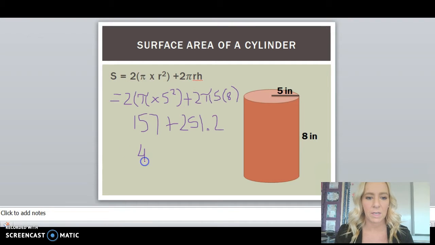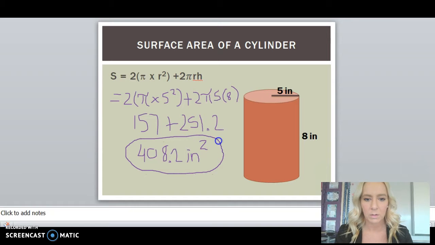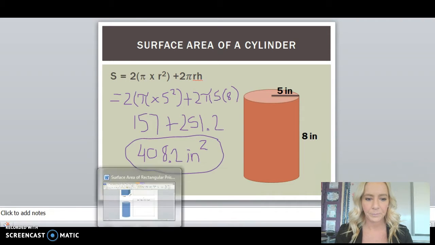So my total surface area is 408.2 inches, which is my unit of measurement, squared, whatever it takes to remember that area, surface area is squared. Okay, let's visit your graphic organizer.